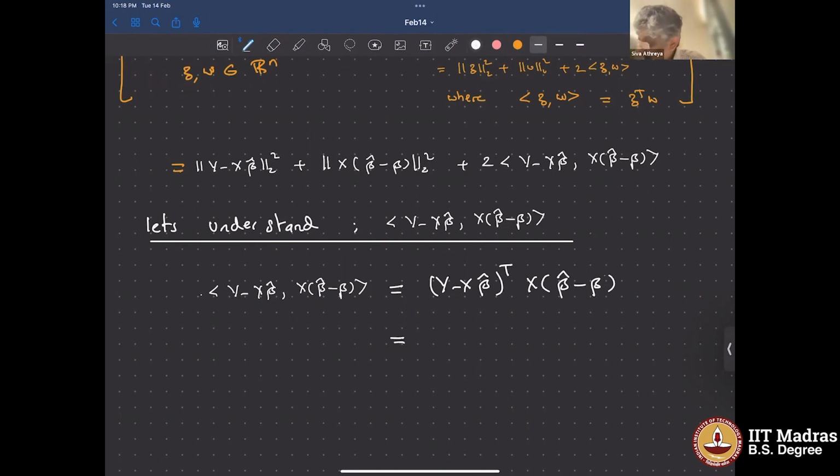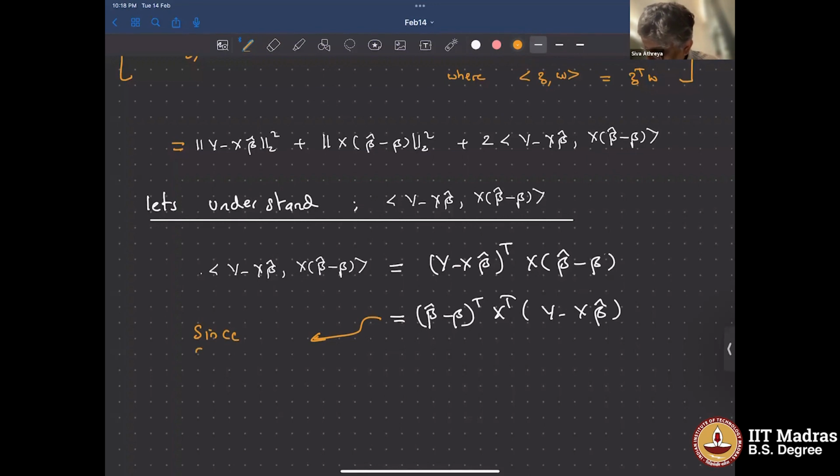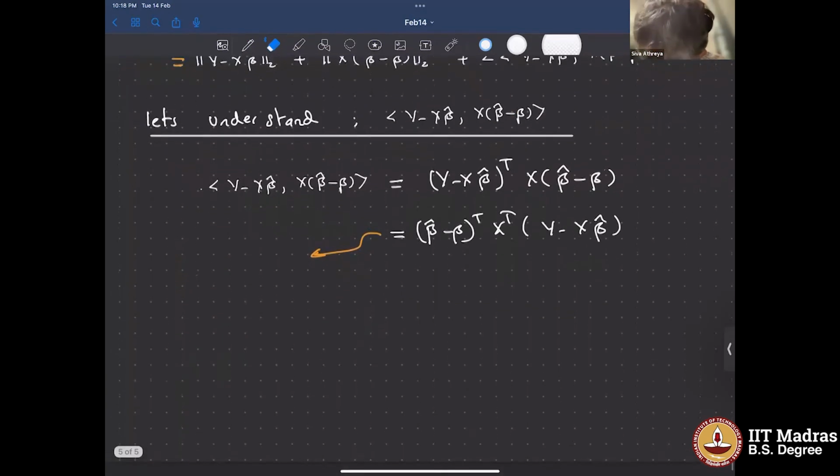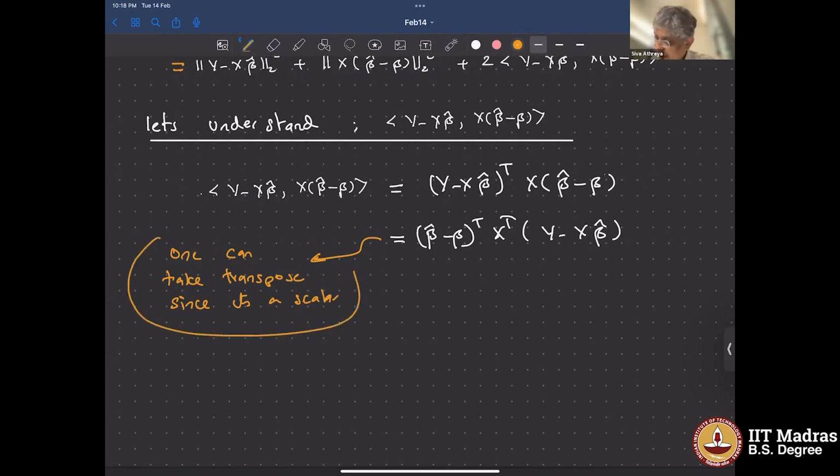So if it's a scalar, I can take its transpose and it'll be the same thing. So that's the same as if I take the transpose of the transpose times x transpose times y minus x beta hat. So what I did here, I did the following. Since it's a scalar, one can take transpose. Very good. So I'll leave this in. I'll just leave it like a box.